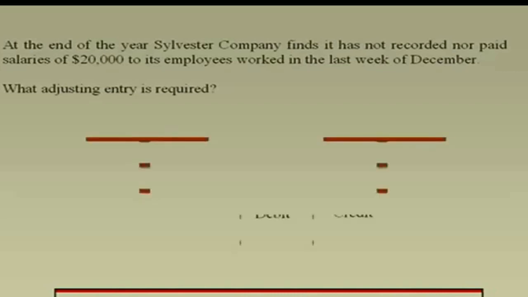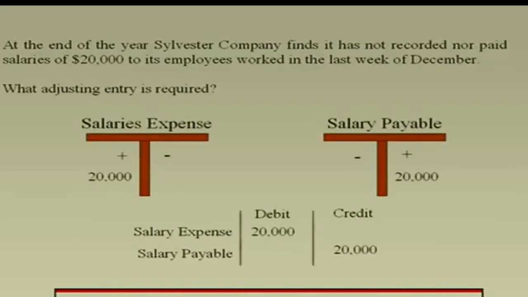Okay, are you done? You have an expense, which is salaries expense, but there's a liability too, because you owe them money. You call it salary payable. Salary expense plus 20,000. Salary payable plus 20,000. So expense went up and a liability went up. So the journal entry is you debit salary expense 20,000 and you credit salary payable 20,000. Let's do a problem together.